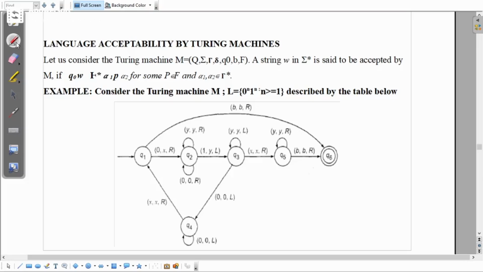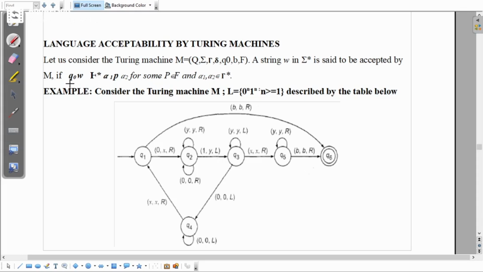Next, we'll see the language accepted by a Turing machine. For that, we need to construct a Turing machine. First of all, to check whether any language is accepted by a Turing machine or not, we need to construct a Turing machine. And after that, you have to consider any string of the language and see whether it is accepted by the machine that you have constructed or not.